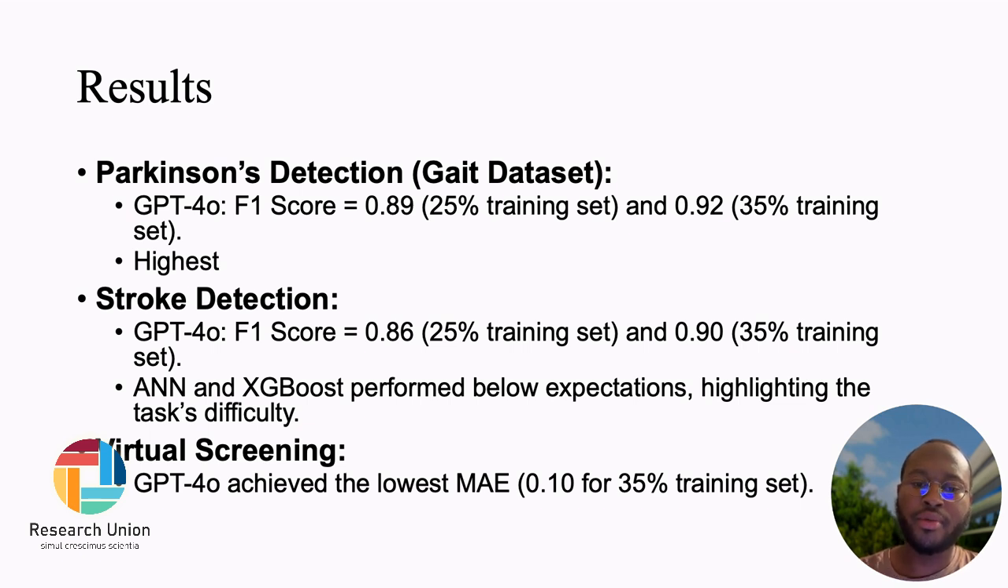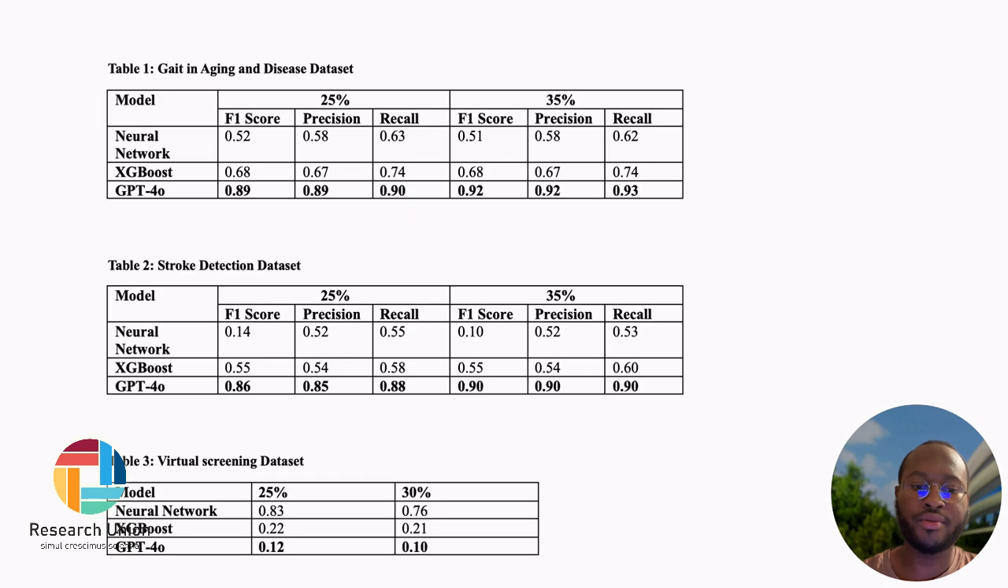In the virtual screening, the lower the better, low mean score. You want to compare the docking affinity, the docking score between a ligand and a protein. When you compute that, you compare it with the ground truth using mean absolute error, and the lower the better. In this case, on average, GPT-4 scored the lowest. In essence, the generative model outperformed all of the other models.